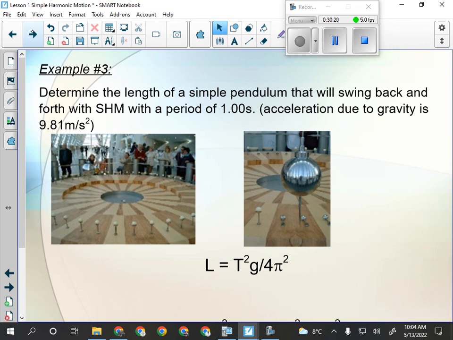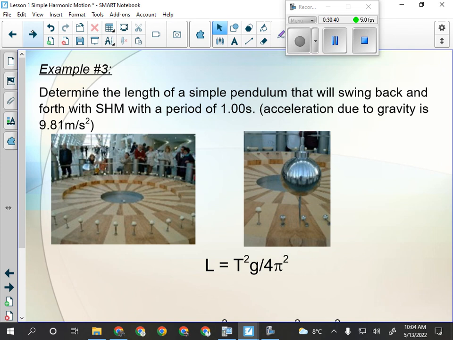See if you guys can figure that one out. This is the pendulum that's at like the Museum of Science or something like that. It can oscillate back and forth for a really long time. Okay? So determine the length of a pendulum that will swing back and forth with a period of 1 second, assuming normal acceleration due to gravity.